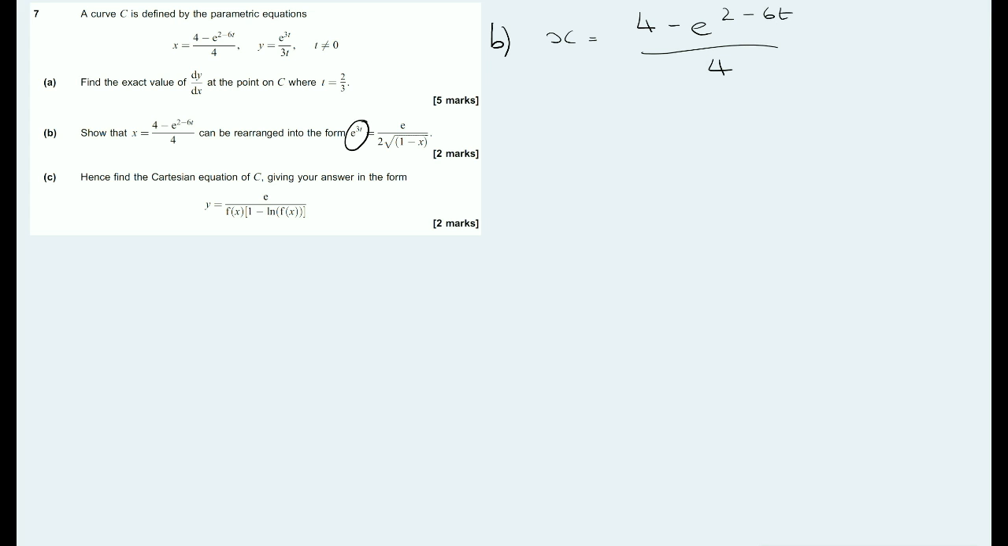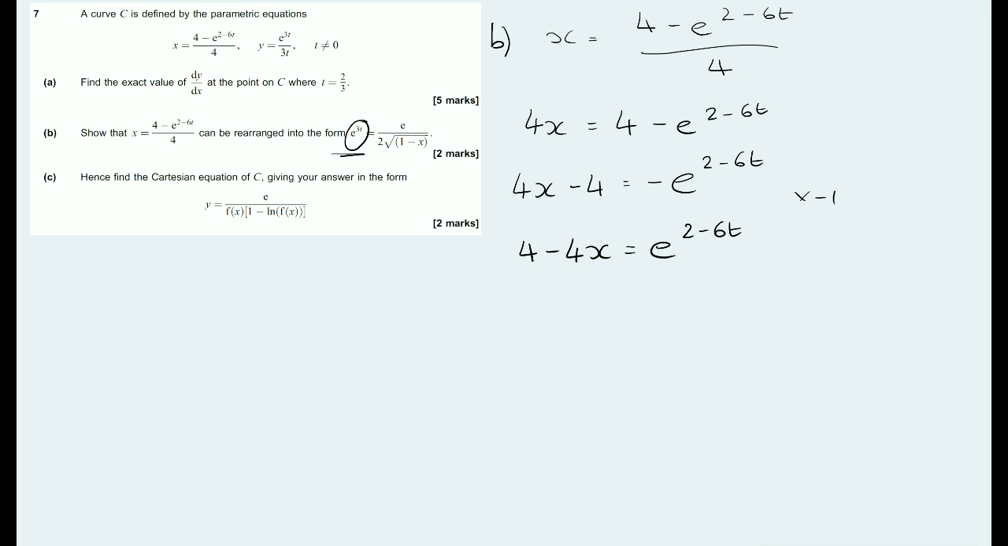So first step, as always, when you've got a fraction, is just to try and get rid of that fraction. So we'll do that, and we'll get the e term on its own. So I've got 4x minus 4 equals minus e to the 2 minus 6t. Now at this point I'm going to get rid of that minus in front of the e term, because again I'm thinking, where am I going? It doesn't have a minus in front of it. So if I divide or multiply through by minus 1, I'm going to get 4 minus 4x, which is equal to e to the 2 minus 6t.